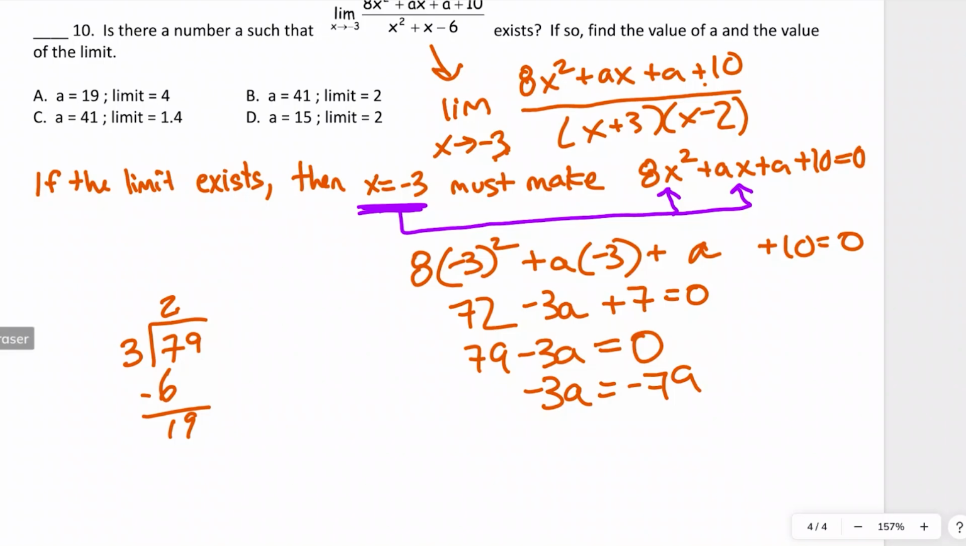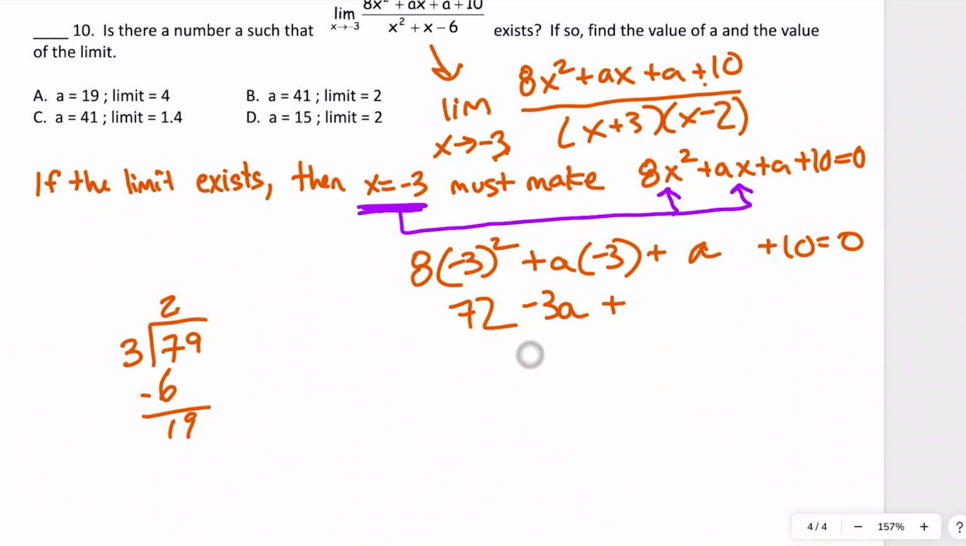So let's go back, and hopefully we don't have to change too much here. I'm just gonna erase up until this point right here, because all that should be good. But then we do have this extra a plus 10. So now, hopefully this will work out a little better. 72 and 10 is going to be 82. Negative 3a plus a is going to be minus 2a.